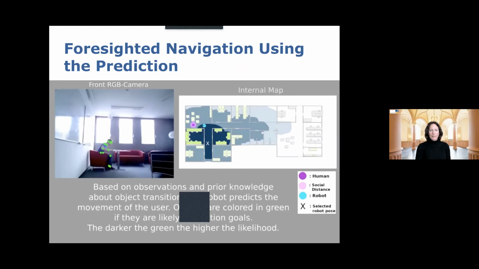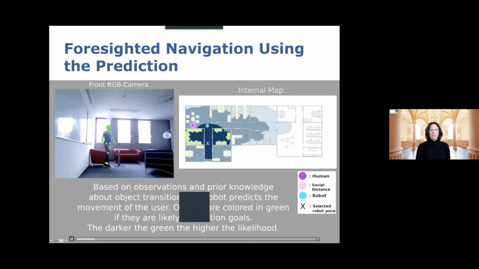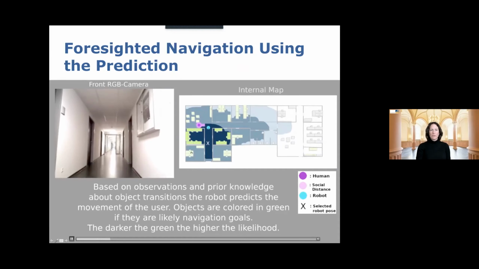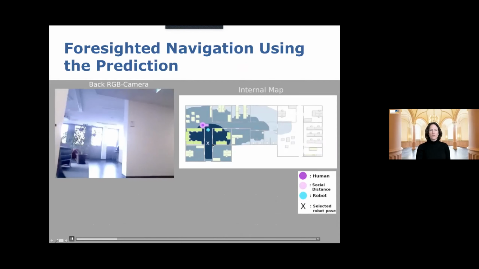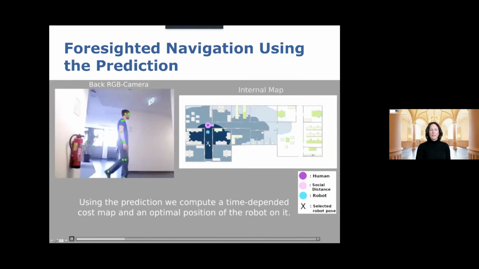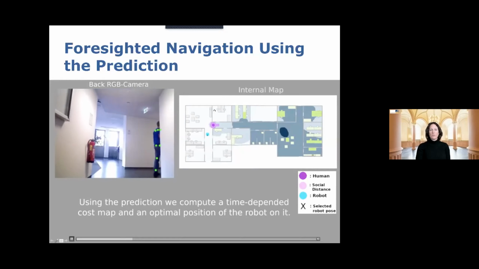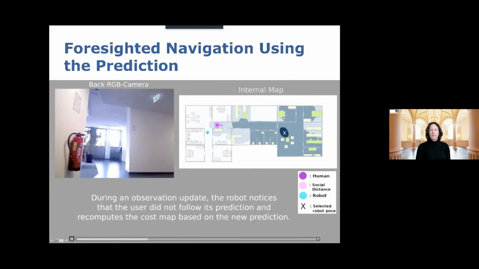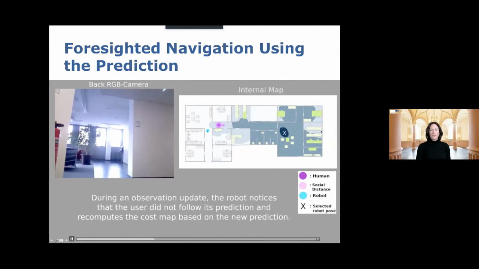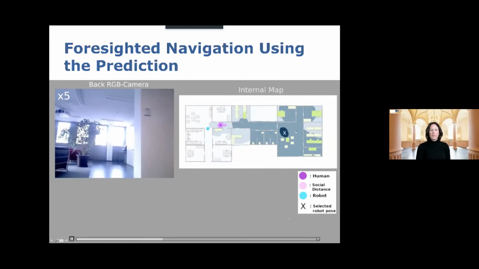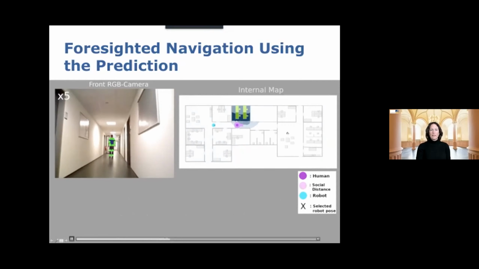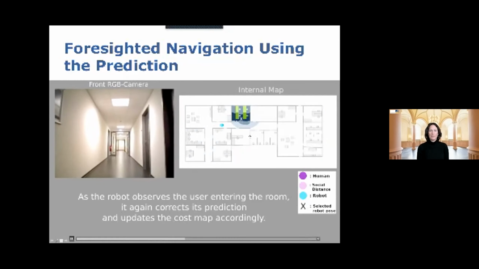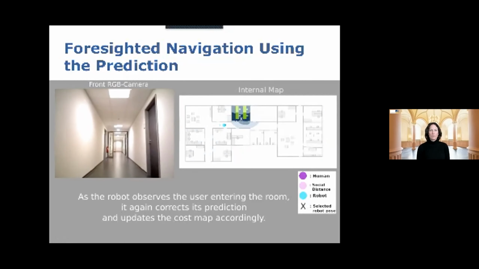Here you see the robot moving, getting new observations, predicting the navigation goal of the user, calculating the best position for itself. But then the robot realizes that the prediction was wrong, so it updates the prediction about the navigation goal of the user, which seems to be somewhere in this area. So the robot chooses the best location for itself here. But while moving there, the robot observes the user entering the room, updates its belief again, calculates the best position for itself.